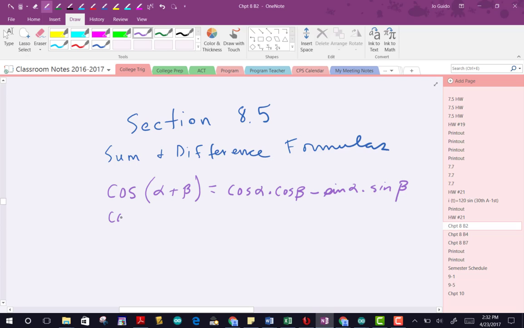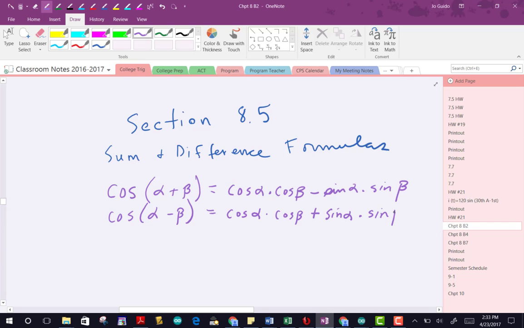The difference formula is very much the same. The cosine of a minus b is equal to the cosine of a, or the cosine of alpha, times the cosine of beta, plus the sine of alpha times the sine of beta.